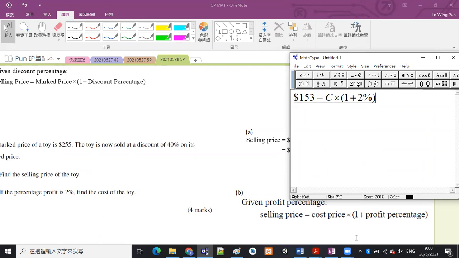I'm afraid that some of you are not so familiar with using the calculator. Normally I will change this percentage into a decimal number first. It will be just 0.02, right? And then plus 1. C times 1.02. Finally we want to find the value of C, so we just divide by 1.02 to the left. Can you tell me what is the answer? 150. Should be $150. Can you get this from your calculator? You really need to use the calculator to check whether you know how to use it.